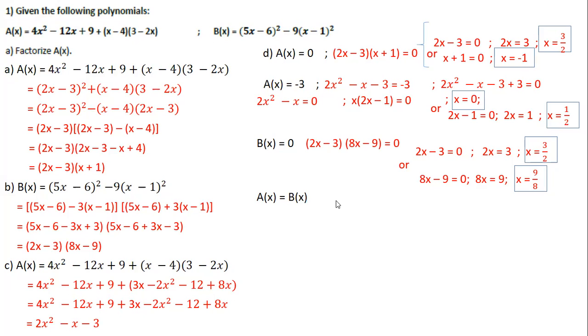أوكي. خلينا هلأ نحل اللي جاي يا لنا. A of x equal B of x. Which A of x do you take, Lana? The factorize. Bravo. Which B of x do you take? The factorize. Bravo. So we write the factorized A of x and the factorized B of x.